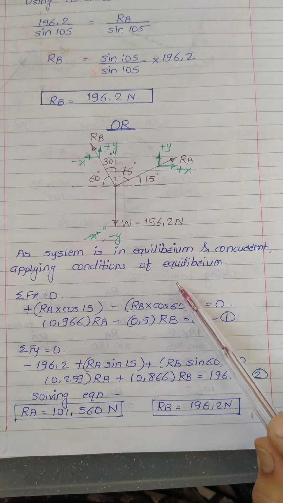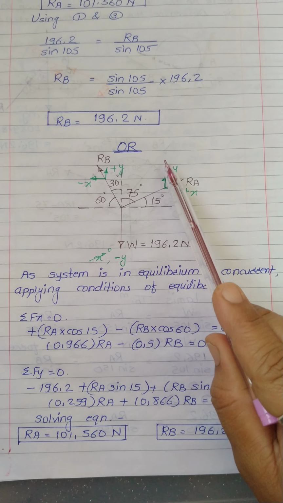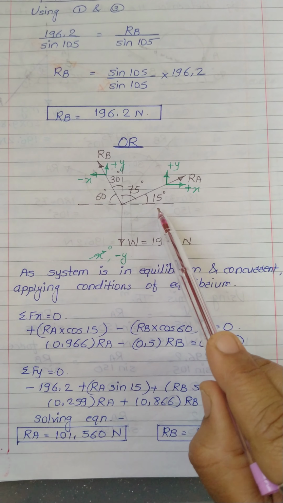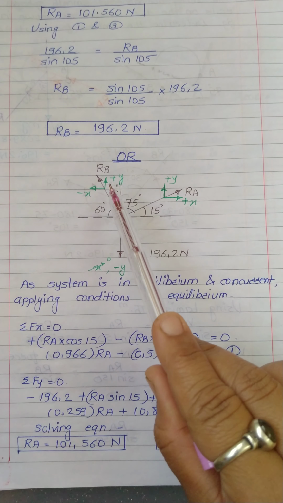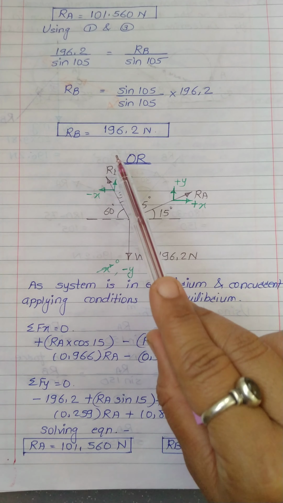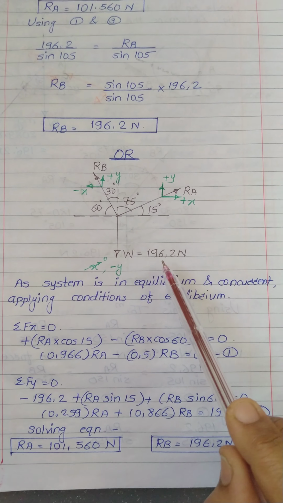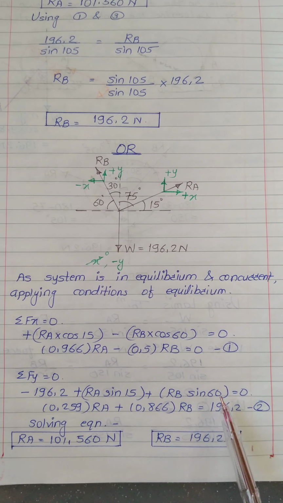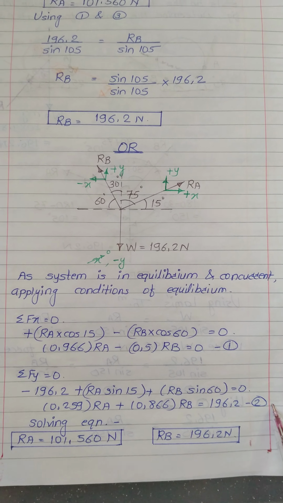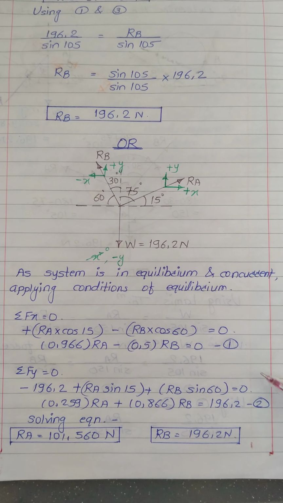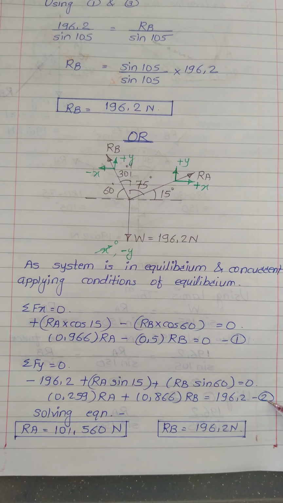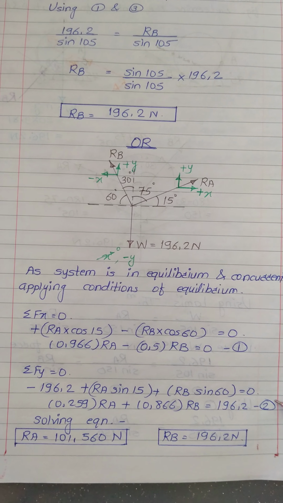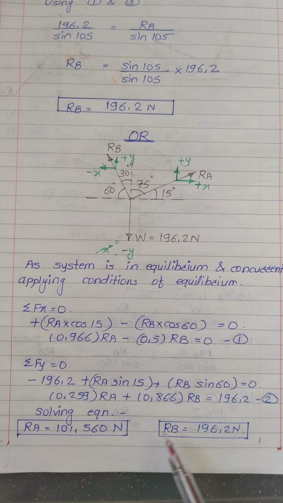Now apply the second equilibrium condition: plus RA sin 15 plus RB sin 60 minus 196.2. By solving this we will get the second equation. Now you can solve equation 1 and equation 2 simultaneously. By solving these two simultaneous equations, you will get RA and RB.